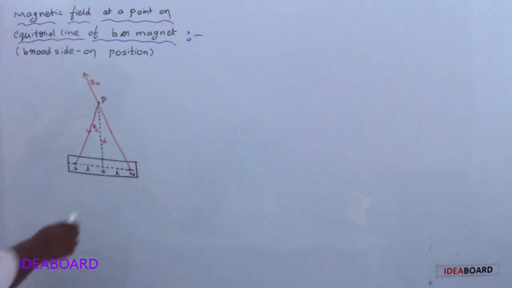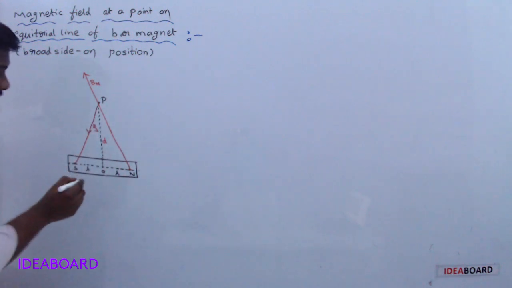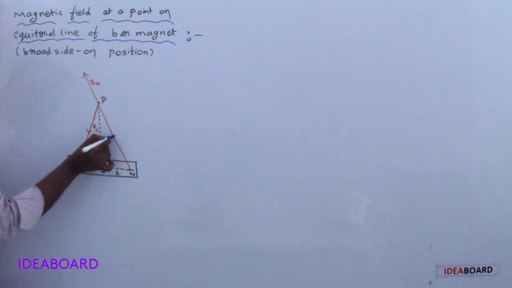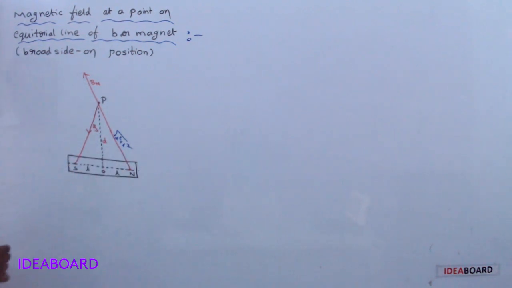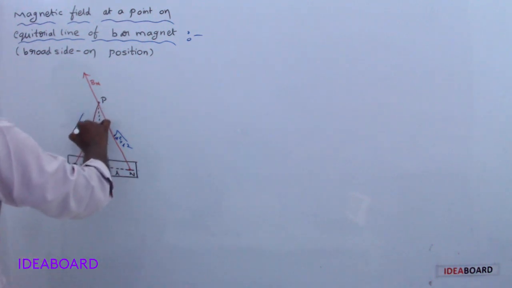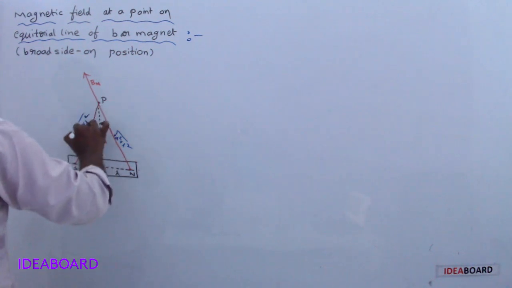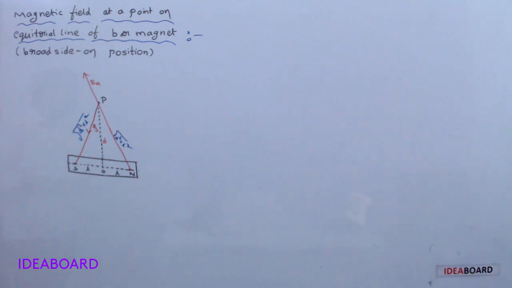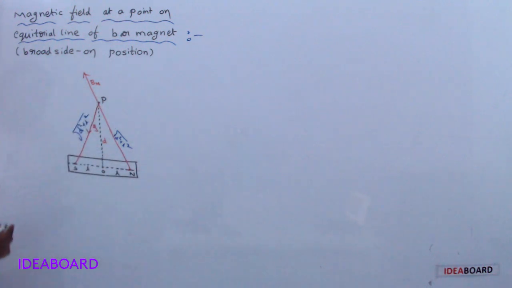Now let us see, this is one right angle triangle. In the right angle triangle, what is the value of the hypotenuse? Under root d square plus L square. Here also under root d square plus L square. Clear now? Now at point P, first of all let us find the magnetic field due to the north pole at P.